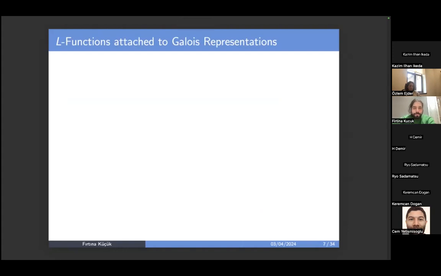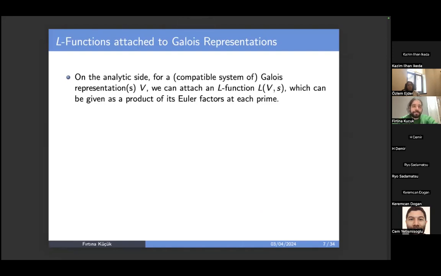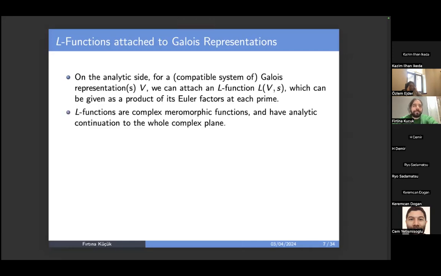So we can attach L-functions to Galois representations, Artin L-functions. On the analytic side, for a compatible system of Galois representations, more technically called motives, we can attach an L-function, which can be given as a product of its Euler factor at each prime. It is determined by the action of the Frobenius element, a particular element from the Galois group, on V. The Euler factor at p is defined by the characteristic polynomial of Frobenius.